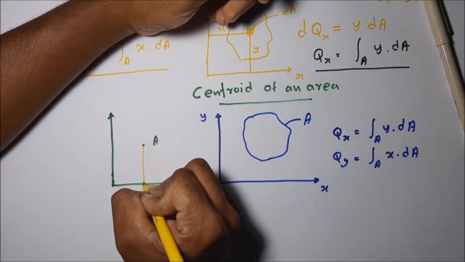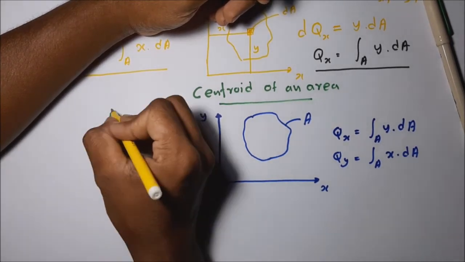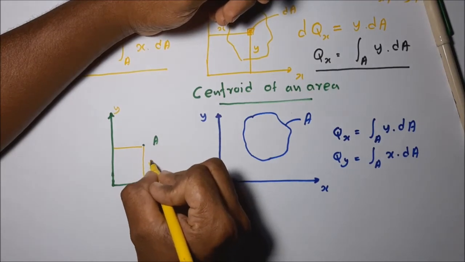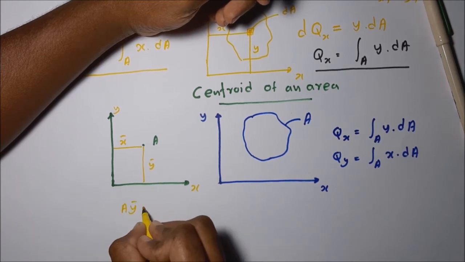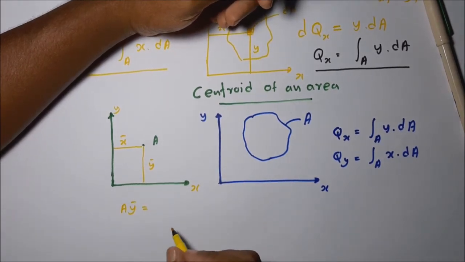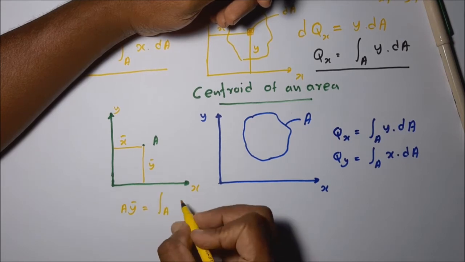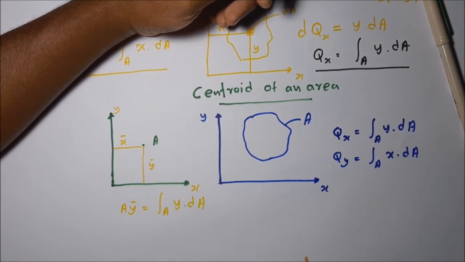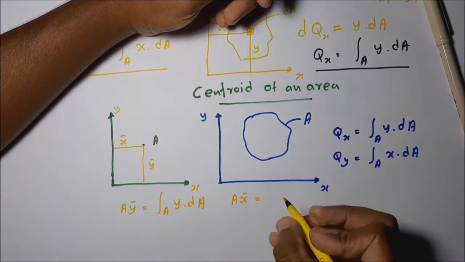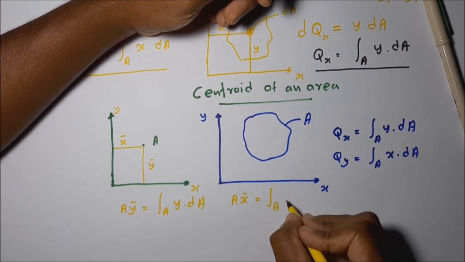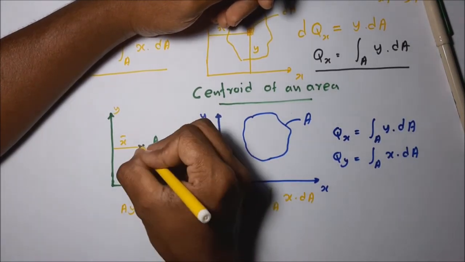Let's take these as the distances from the x-axis and the y-axis: this is y bar, this is x bar. That means y bar should be equal to the integral over the surface area of y dA. At the same time, x bar should be equal to the integral over the surface area of x dA. That is how we are defining the centroid.